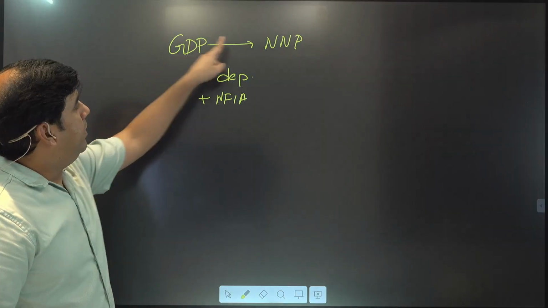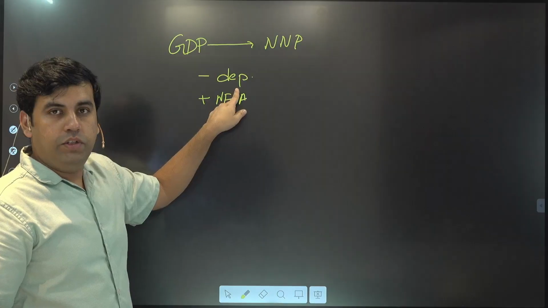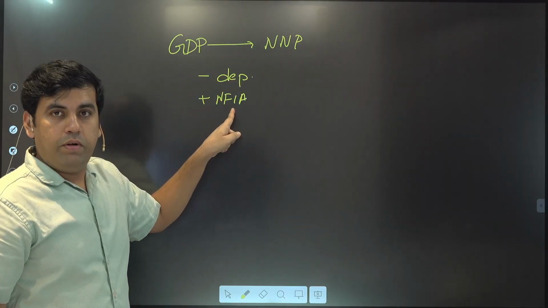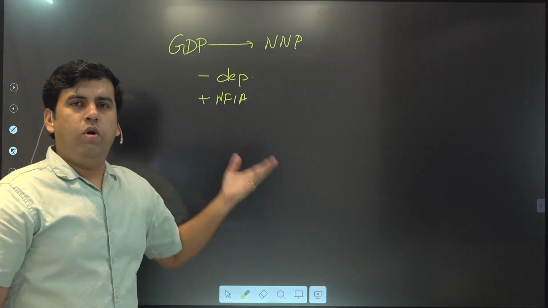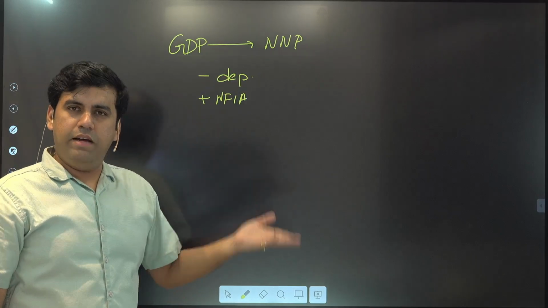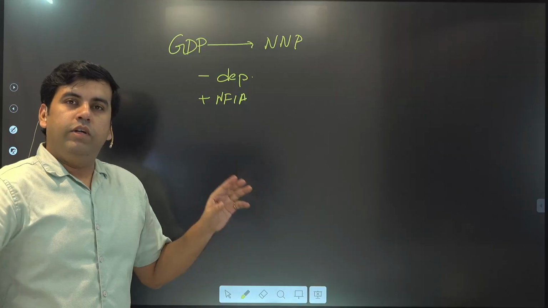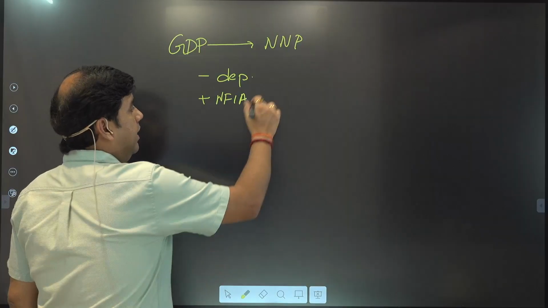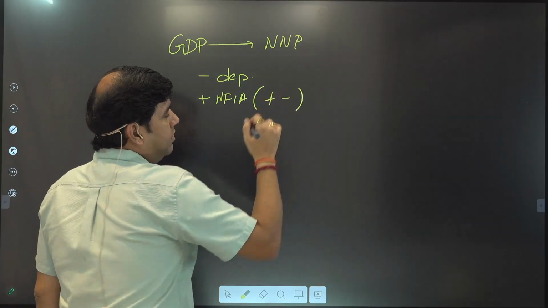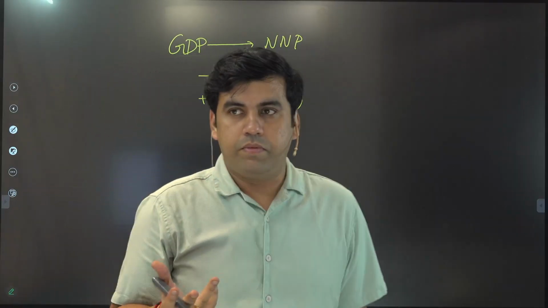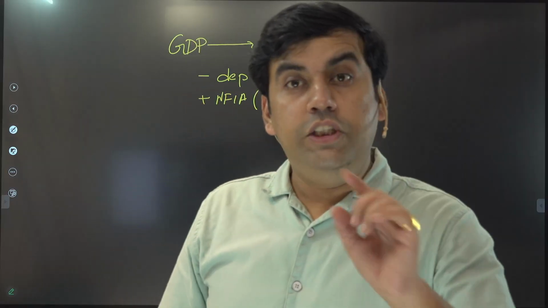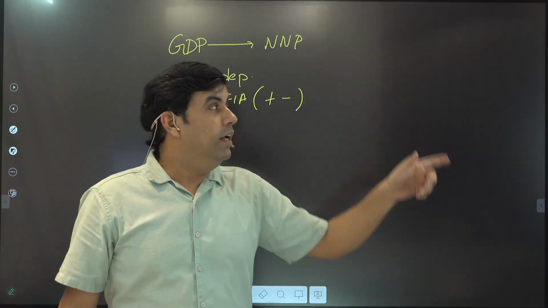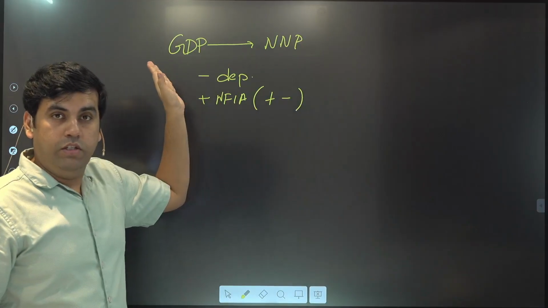GDP will become NDP with depreciation. NDP will become NNP because of net factor income from abroad. Depreciation is always negative. Obviously, it is depreciating, it's not appreciating, so it is negative only. Net factor income is added, but its value can be plus or minus. You can have either value. So this is how we obtained GDP to NDP to NNP. This is national income. This is GDP, base income.